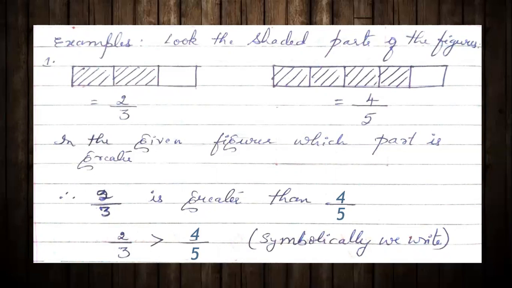We should check in the denominator which number is smaller. When you compare both, 3 is smaller than 5, so 2 by 3 will be the greater number. The fractional number with the smaller denominator will be the greater one. So for the given example, 2 by 3 is greater than 4 by 5. This was the first example.